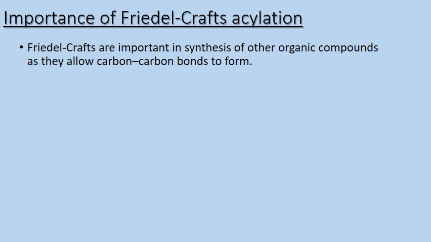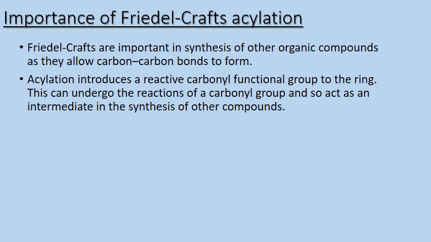So let's have a look at the importance of this reaction then. So why do we do acylation? Well, first of all, it allows us to form carbon-to-carbon bonds. So we're joining two organic molecules together. So that's always useful. Secondly, the carbonyl group that's been added to the ring can then undergo further reactions and make further compounds. So carbonyls are very useful intermediates because from a carbonyl group we can form all sorts of different functional groups. Again, it's very useful in the organic synthesis of molecules.